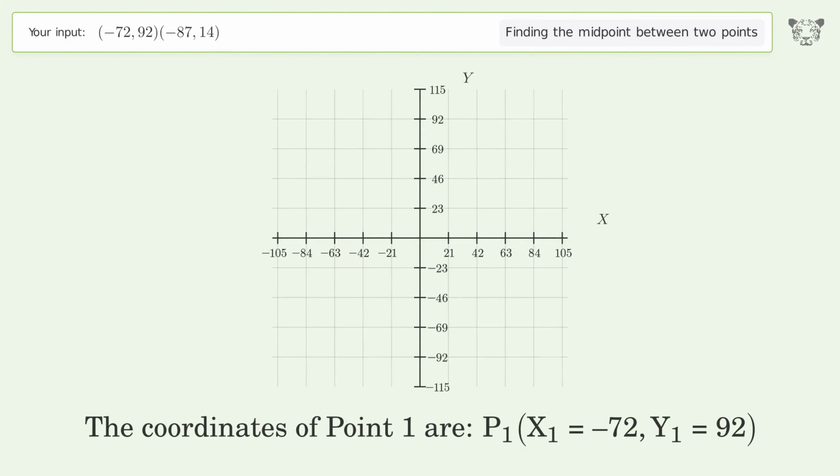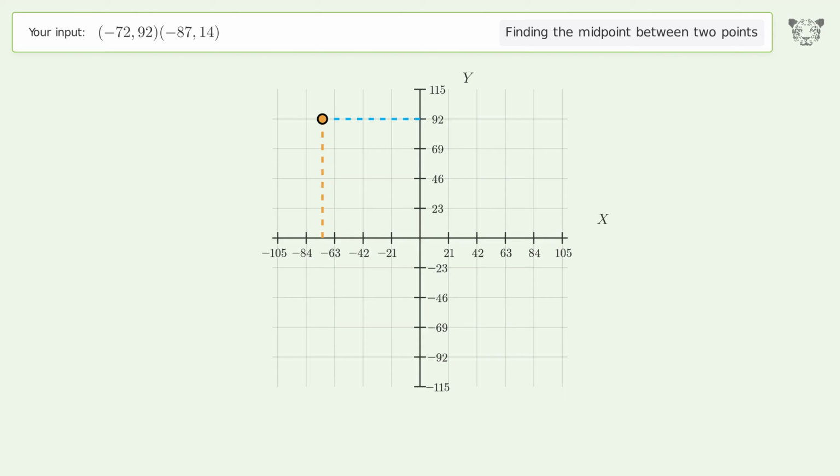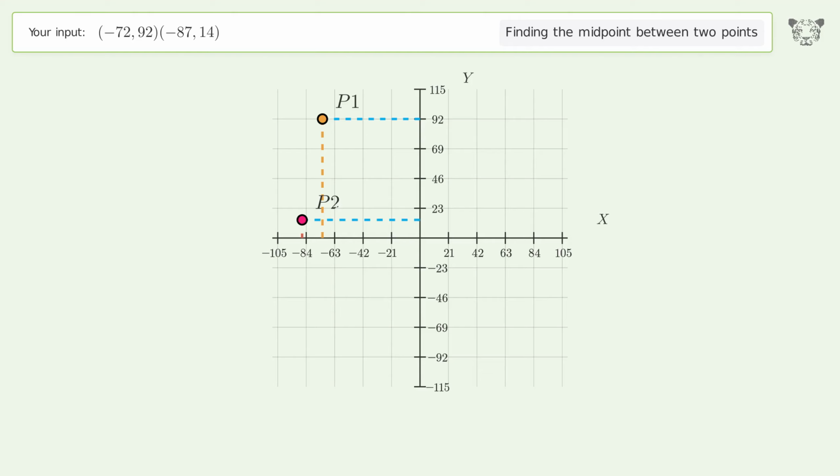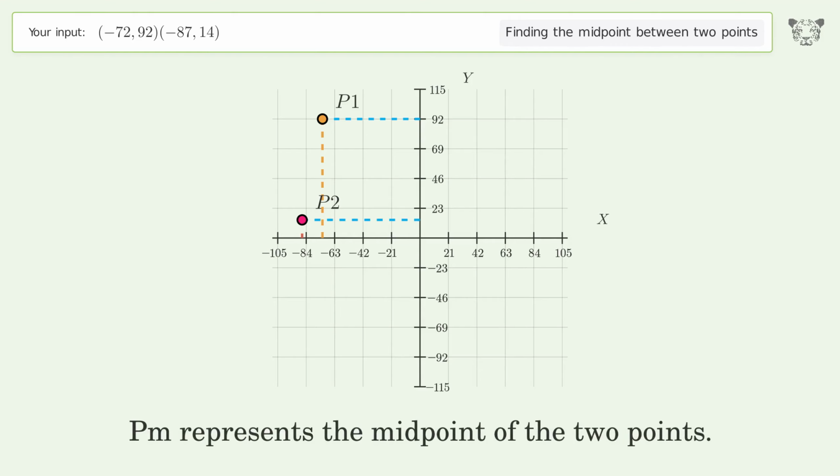The coordinates of point 1 are, x1 equals negative 72, y1 equals 92. The coordinates of point 2 are, x2 equals negative 87, y2 equals 14. PM represents the midpoint of the 2 points.